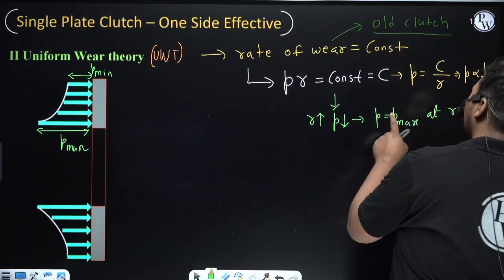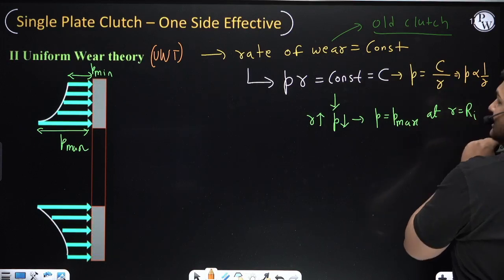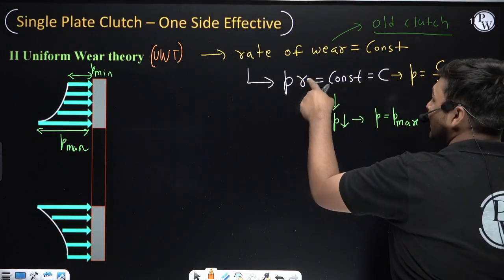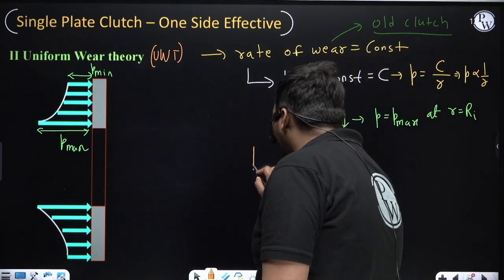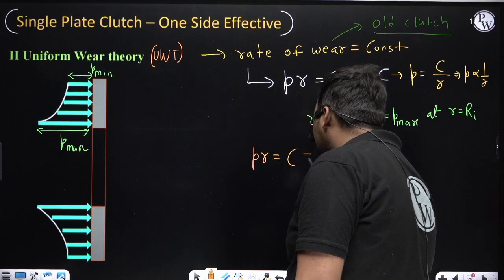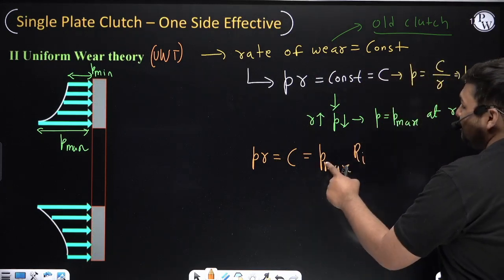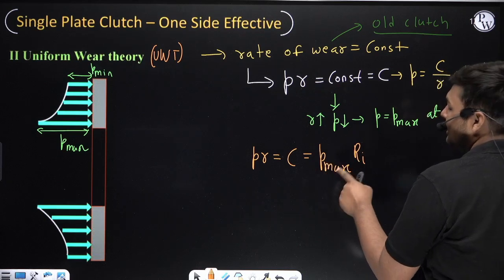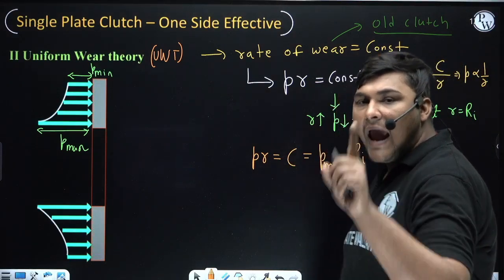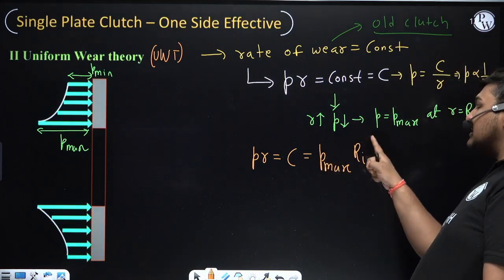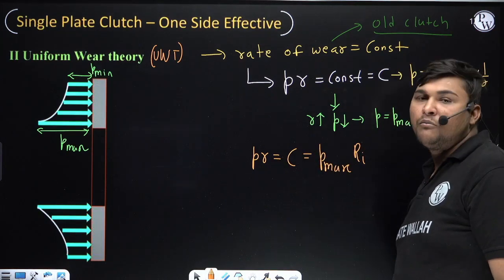And in uniform wear theory, pressure will be maximum at inner radius. Now suppose in the exam, maximum pressure is given. So in this equation, if we replace P by P max, then we need to replace R by Ri, because pressure is maximum at inner radius. So can I say for uniform wear theory, the product of P into R is constant, which I am denoting as C. And if P is equal to P max, then R will be equal to Ri. So this value of C will be equal to P max into Ri. Means if in the exam maximum pressure is given, we can find the value of C. The formula to calculate C is nothing but the product of P into R, which I am assuming for uniform wear theory is constant. And if maximum pressure is given, then C will be equal to maximum pressure into Ri, because pressure is maximum at inner radius and this product is constant.